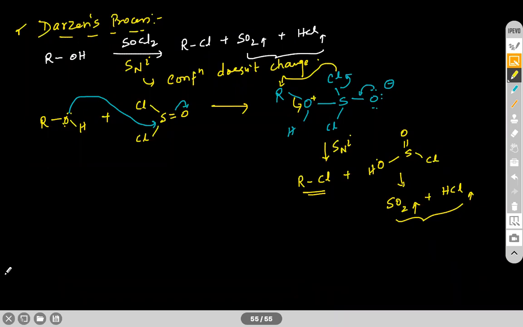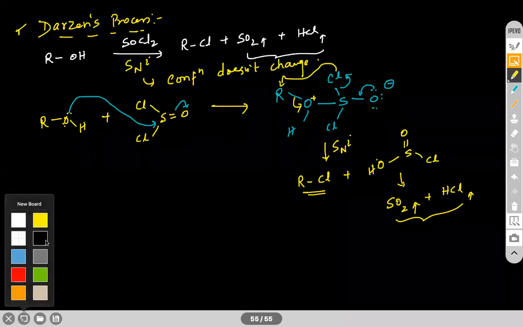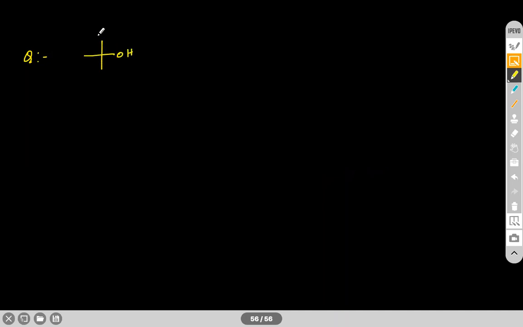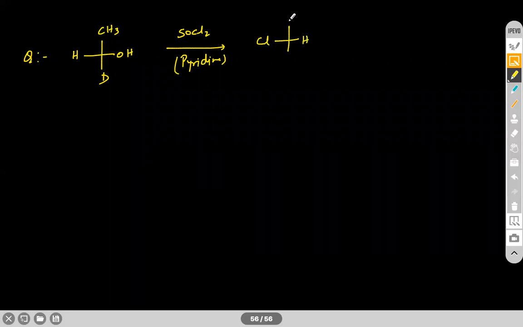Now there is one more important reaction in this. Suppose we have a molecule, a chiral one I'm talking about, with OH, and here we have CH3, D and H. Now this is allowed to react with SOCl2 in the presence of pyridine. Then the product we get here is Cl, H, CH3, D. Okay.